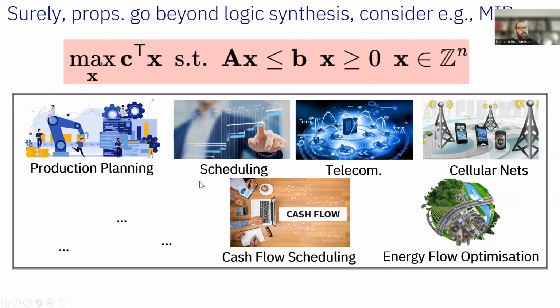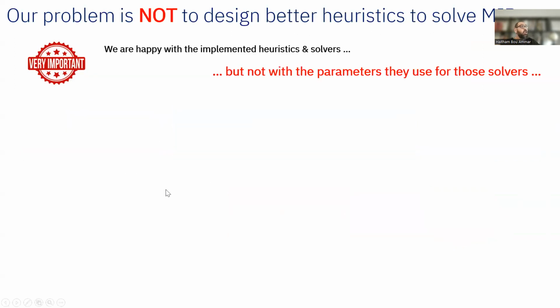Now, given its importance, there have been so many heuristics developed to solve this type of problem, like how you would branch through these variables x to solve the MIP, etc. So there are many, many solvers for MIPs. We are happy with those solvers, but we are not happy with the parameters that are used for those solvers. So let me give you an example of what I actually mean by this.